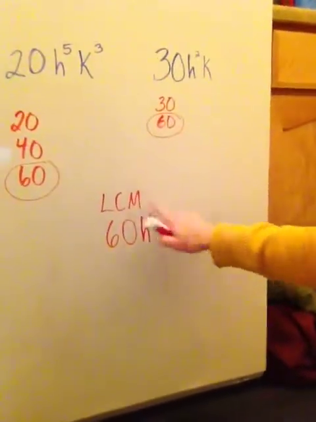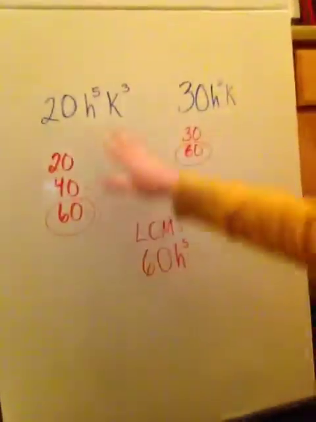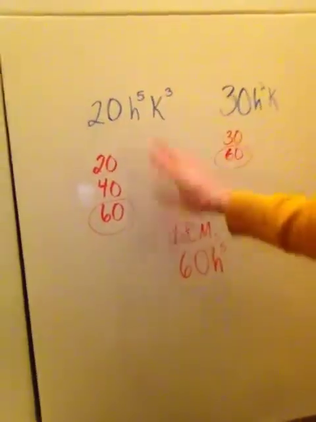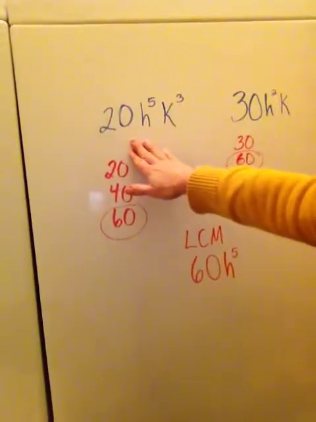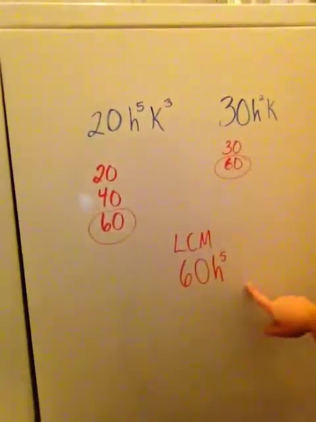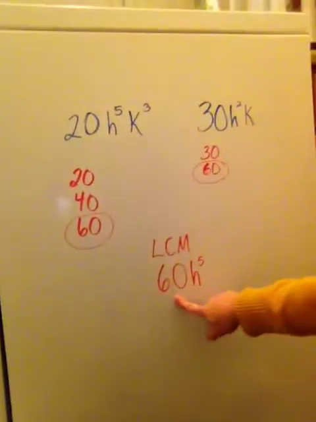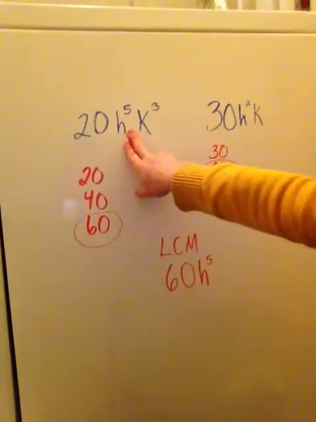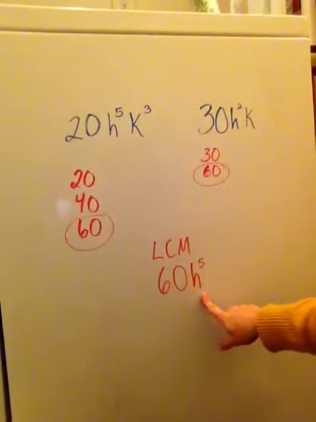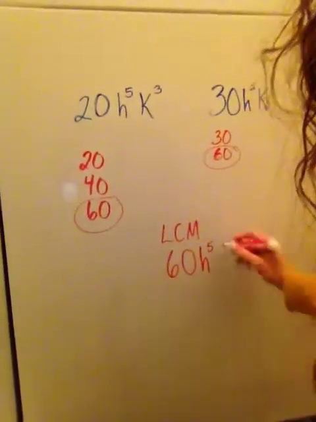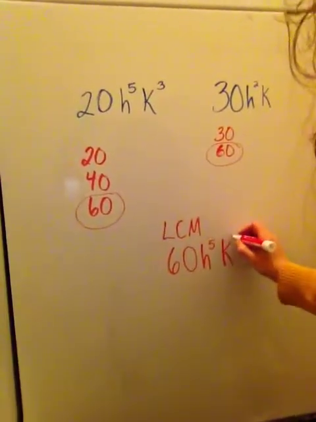So what you're trying to make here is a number that if you multiply this guy by something, and it doesn't have to be the same thing, I'm going to multiply this guy by something, and I'm trying to make this number. So I can multiply the 20 by a 3 and make it a 60. The h to the 5th, I don't have to multiply it by anything. I can just write my h to the 5th. And then my k, I'm going to do k to the 3rd.